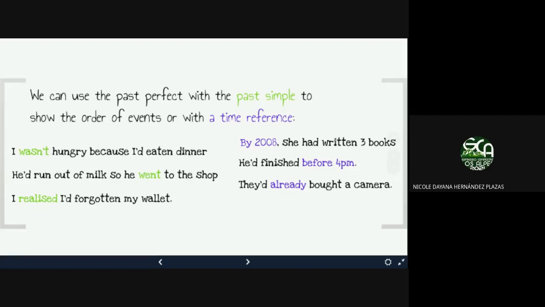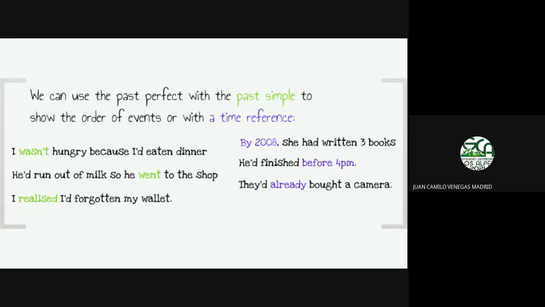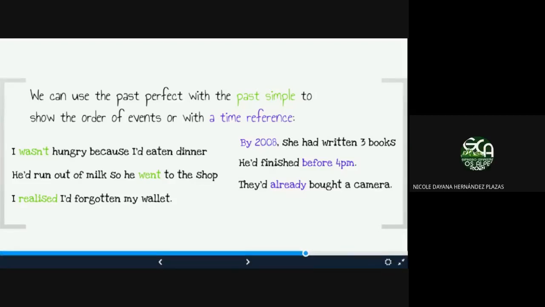Already. Like, yeah. Yes, como un ya. Yeah. So, for example, this one. They had already bought a camera. Ellos ya habían comprado una cámara. So, what happened first here, Juan Camilo? ¿Tienes dos deberes acá? That they had a camera. That they had bought a camera.